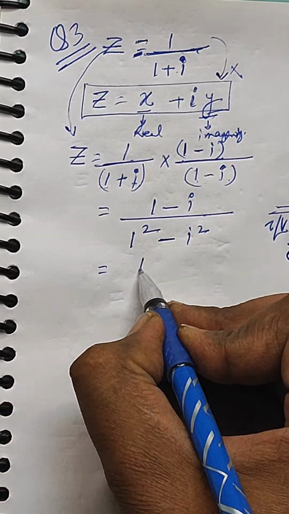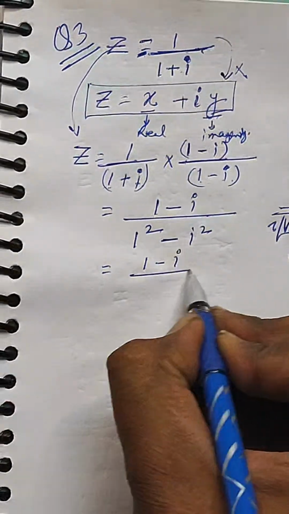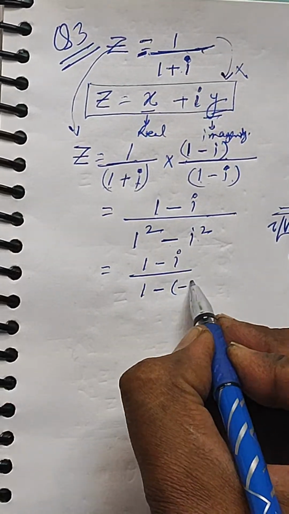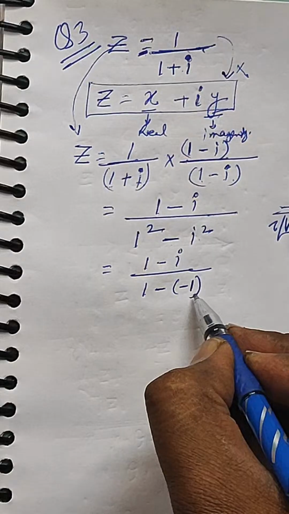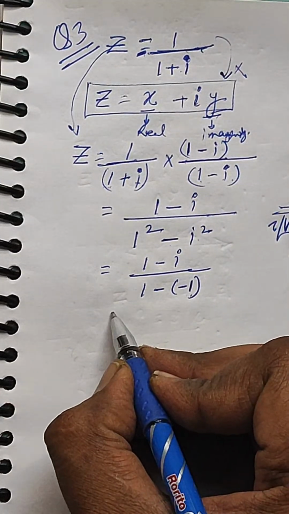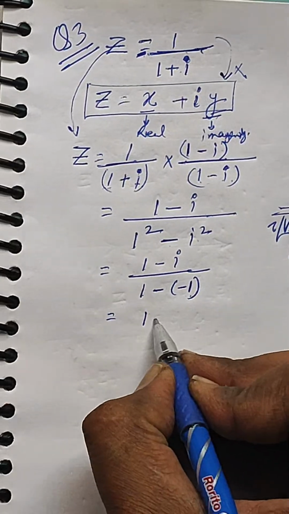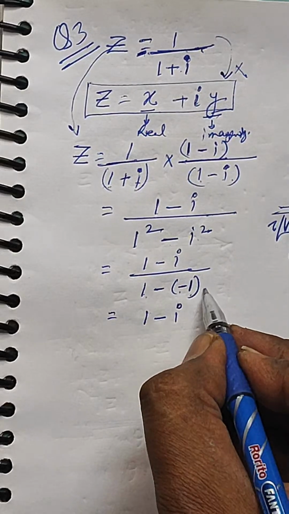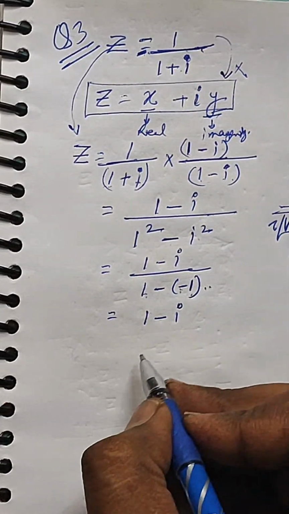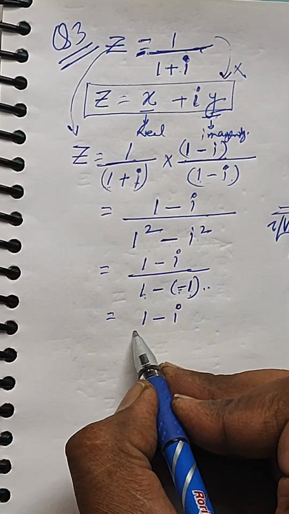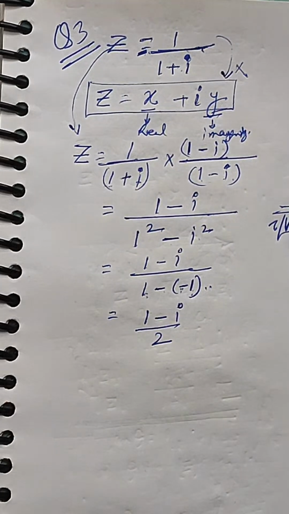So this will be giving you 1 minus i divided by 1 minus minus 1, because the value of i square is nothing but minus 1, right? So this will be giving you 1 minus i divided by 1 plus 1, that is 2. So this will be like this, right?